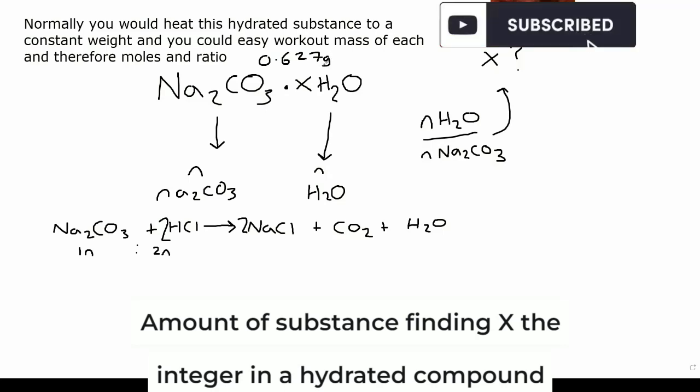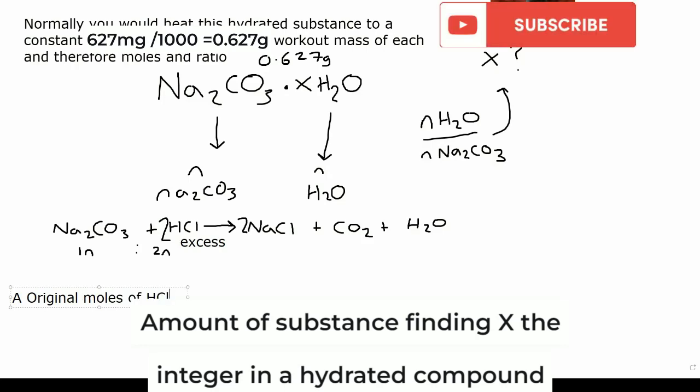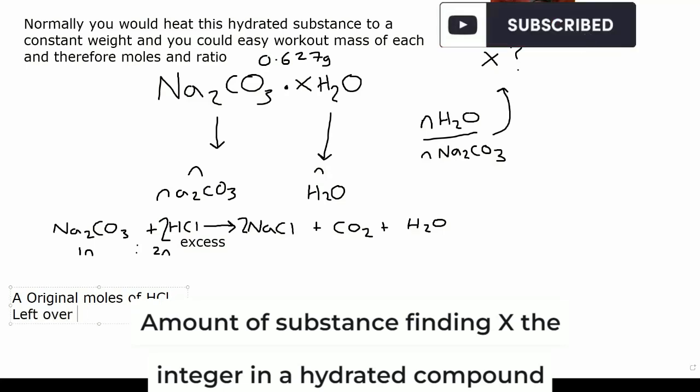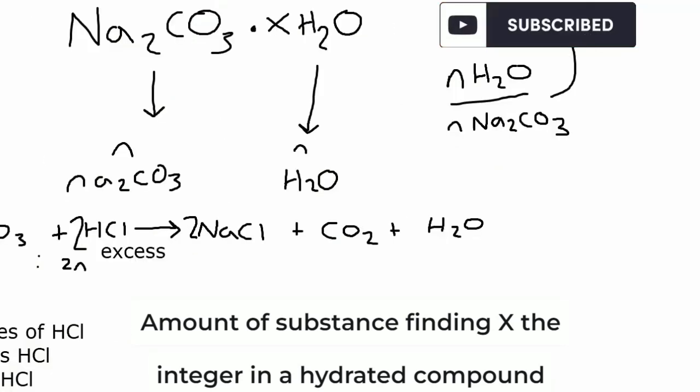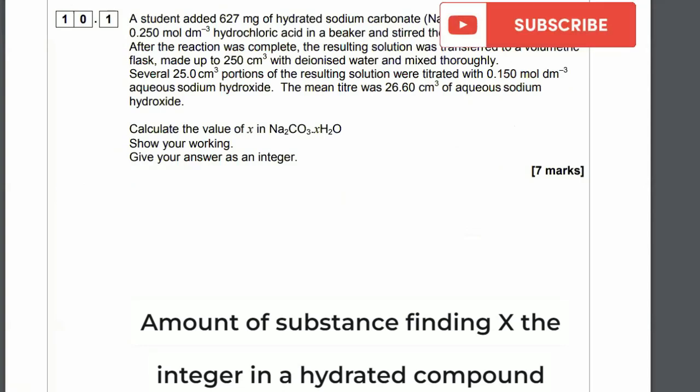of sodium carbonate. Now, we were also told in the question that we had 627 milligrams of the hydrated carbonate. We need to divide by 1,000, and that gives us 0.627 grams of the whole thing. Now, in order to work out how many moles of sodium carbonate we've got, we need to use excess hydrochloric acid. That's why I've written excess there. So you need to work out the original moles of hydrochloric acid, and we get the information in the stem, which we'll look at in a second. Then we need to work out the leftover moles of hydrochloric acid, which is how much we react in the second equation, our back titration. And then we find out how many have reacted.